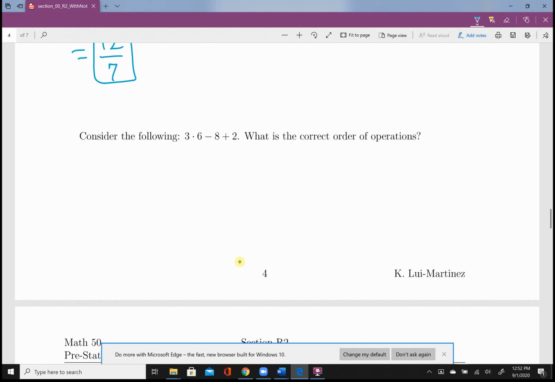Alright, now with this next exercise, we want to consider the following expression: 3 times 6 minus 8 plus 2. What is the correct order of operations? Notice that this question is not asking you to perform the operations in order to find a final answer. They're just asking, in what order do you do them correctly? Well, first you would multiply, right? Because what are all of the operations here? There's multiplication, subtraction, and addition. There's a clear winner as far as which one is done first among those 3, and it's multiplication.